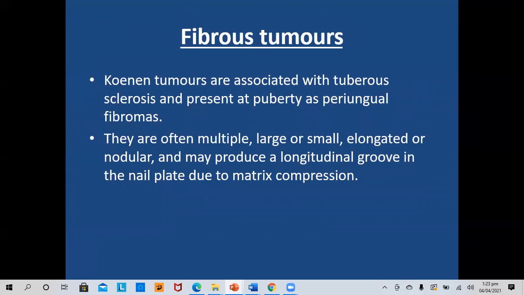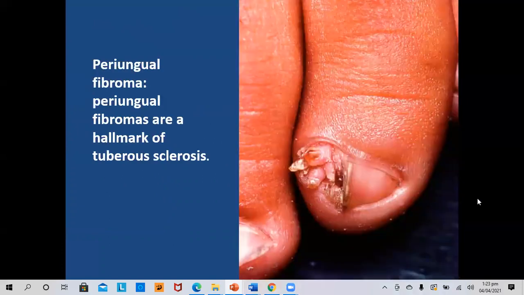Fibrous tumor. Koenen tumor is associated with tuberous sclerosis and presents at puberty as periungual fibroma. They are often multiple, large or small, elongated or nodular, and produce longitudinal grooves in the nail plate due to matrix compression. You can see these Koenen tumors protruding from the nail fold.